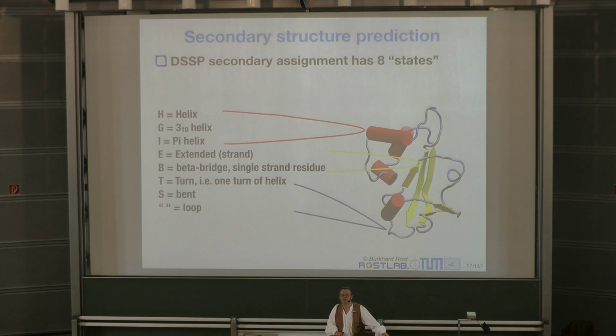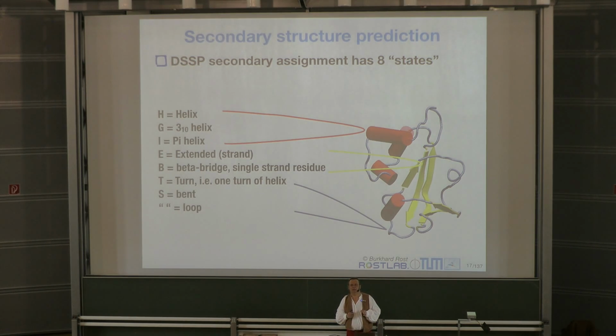Over the course of the lecture, I will often use the word loop. There are many words out in the literature, coil and all of these other words. The important part is helices are defined by hydrogen bonds. Strands are defined by hydrogen bonds. Everything else is unclear, is not well defined. And other would be the right term.